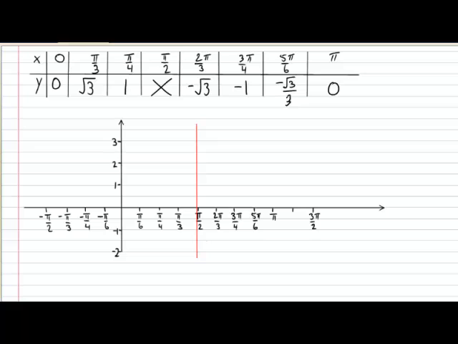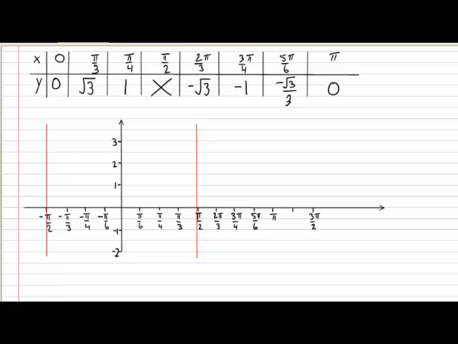Believe it or not, there are other asymptotes that exist. If you take your calculator and try to punch in the tangent of negative pi over 2 radians, you will find out that there also exists an asymptote at that location. So let's put that down with another vertical red line.